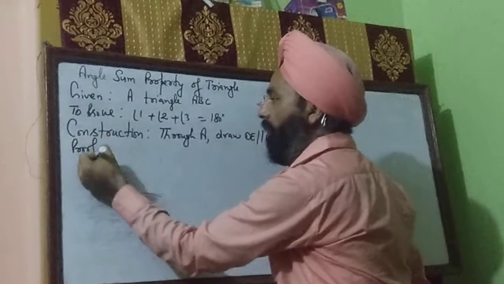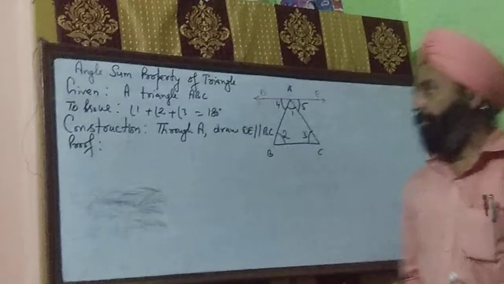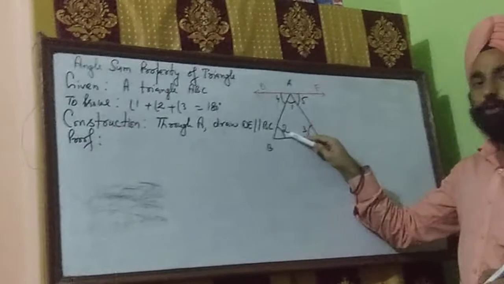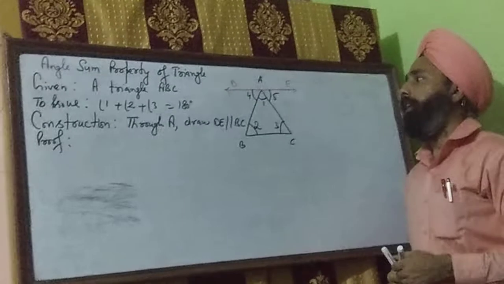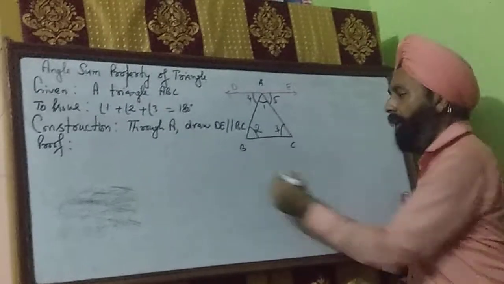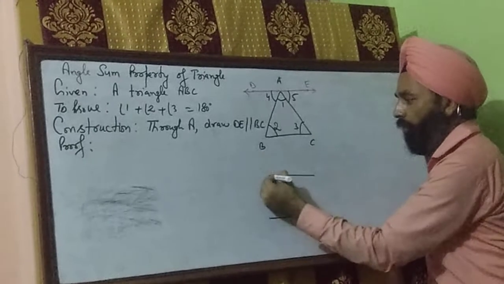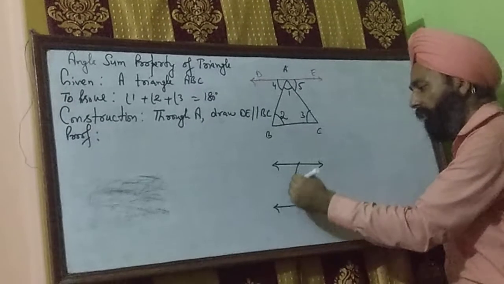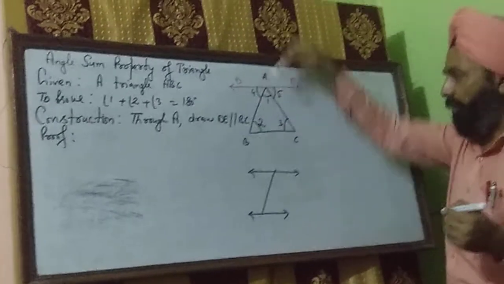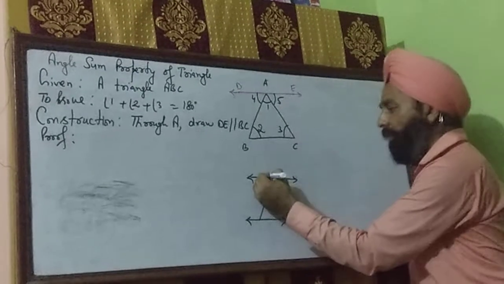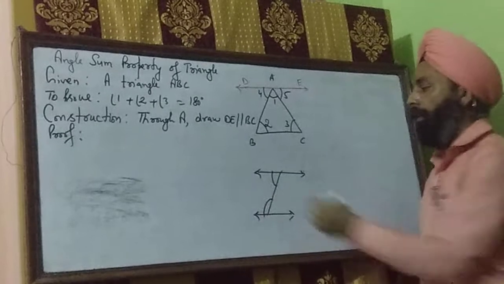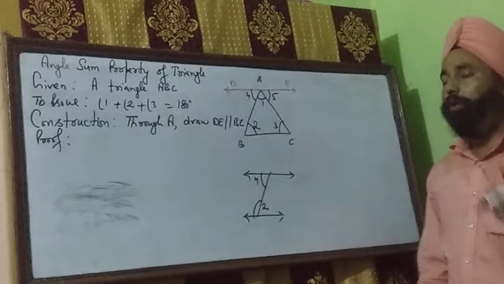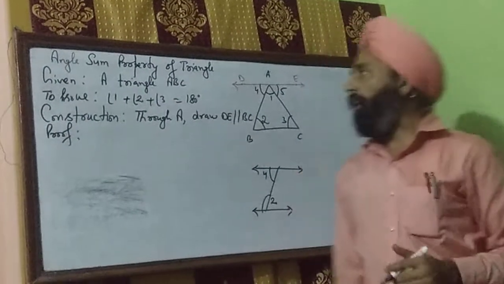How to prove the result? This one will come under proof. We need to prove angle 1 plus angle 2 plus angle 3 equals 180 degrees. Since DE is parallel to BC, suppose this one is DE, this one is BC, and this one is the transversal. Since these two lines are parallel, these two angles, angle 4 and angle 2, are alternate interior angles, and when two lines are parallel, alternate interior angles are always equal.